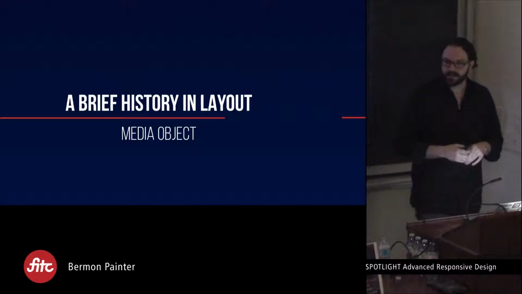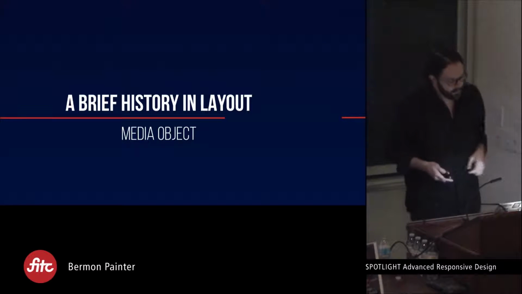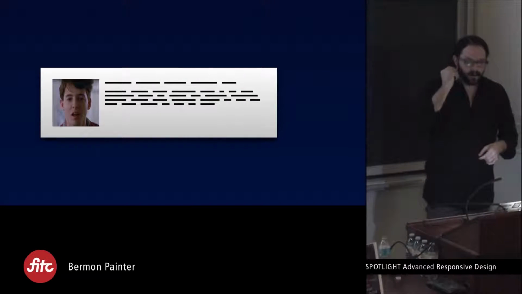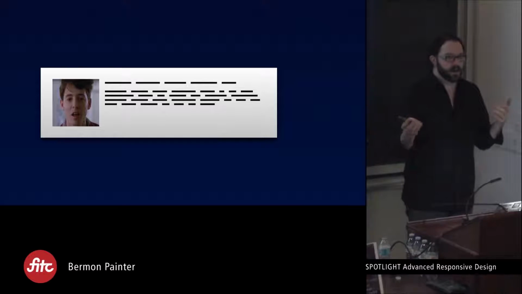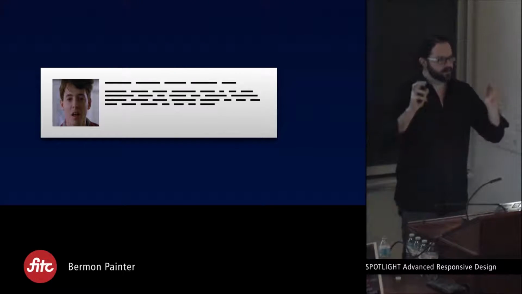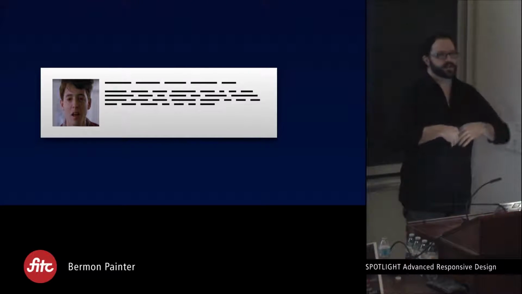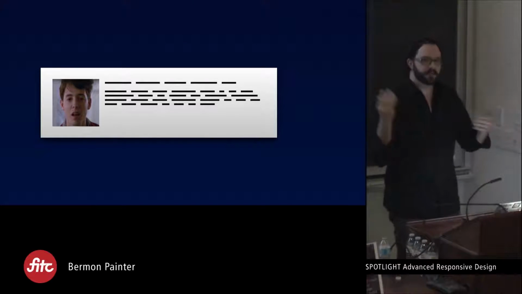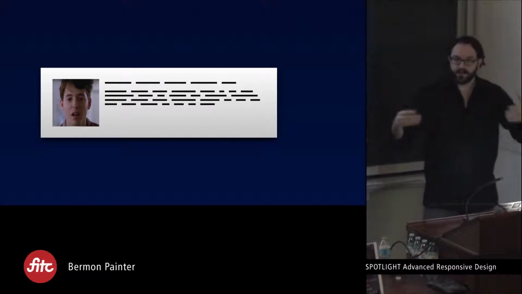So let's go through a couple other examples that aren't specific to grid. One is something that you kind of see a lot in the past and even now. I think Nicole Sullivan called it the media object. Facebook uses it everywhere throughout their design. It's a common pattern that we see.